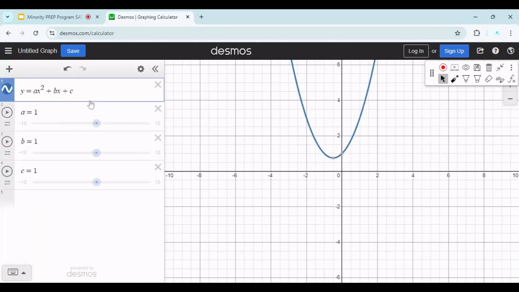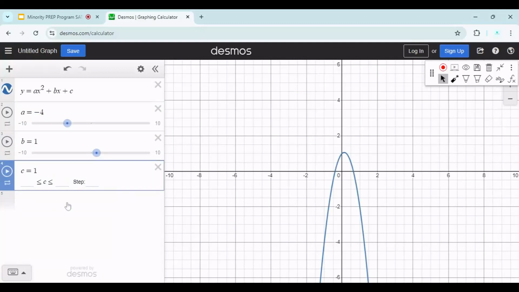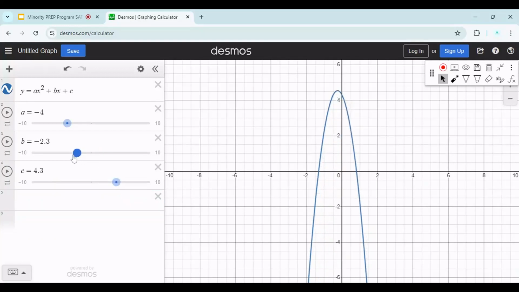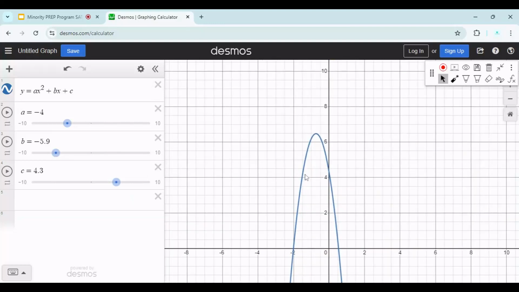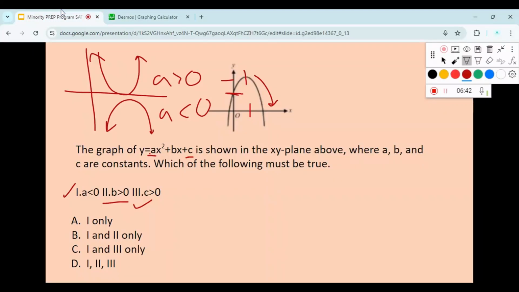Now you're going to put the slider for all of them. We know that a has to be some negative number, so I just put -4. And c has to be some positive value. So let's see what happens when b is negative. We can see that the x-coordinate for the vertex becomes negative, which is something we don't want. So we already know that b can't be negative. And when b becomes positive, it's exactly what we want our graph to look like, having a positive x-coordinate and a positive y-coordinate for the vertex, which means that b should be positive as well. So the full answer should be D.